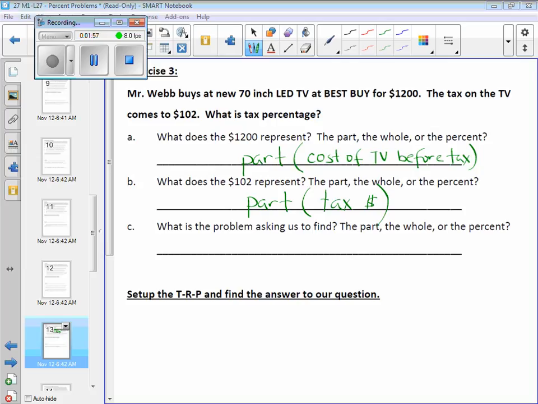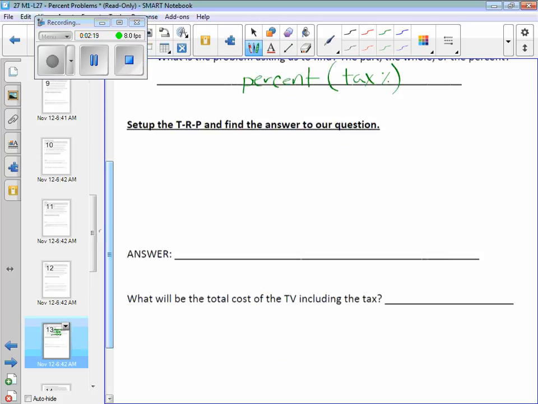And then what are they asking us to find? Percent. Correct. And in parentheses for that, I want you to add the tax percent. Now you take a look at your reference tables, right? Which one of the three that I gave to you are you going to use? Chris. Right, which is the first one.